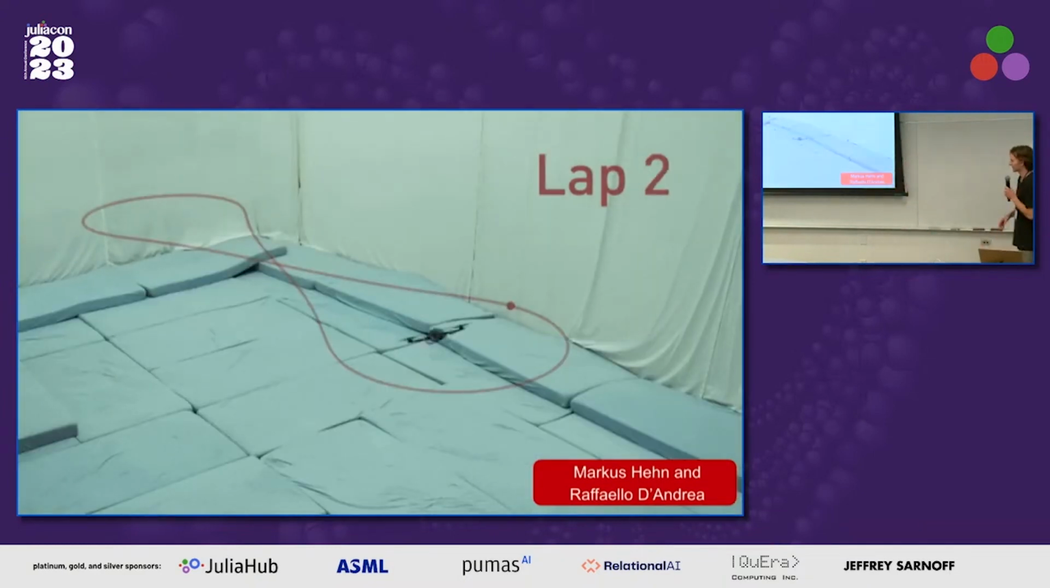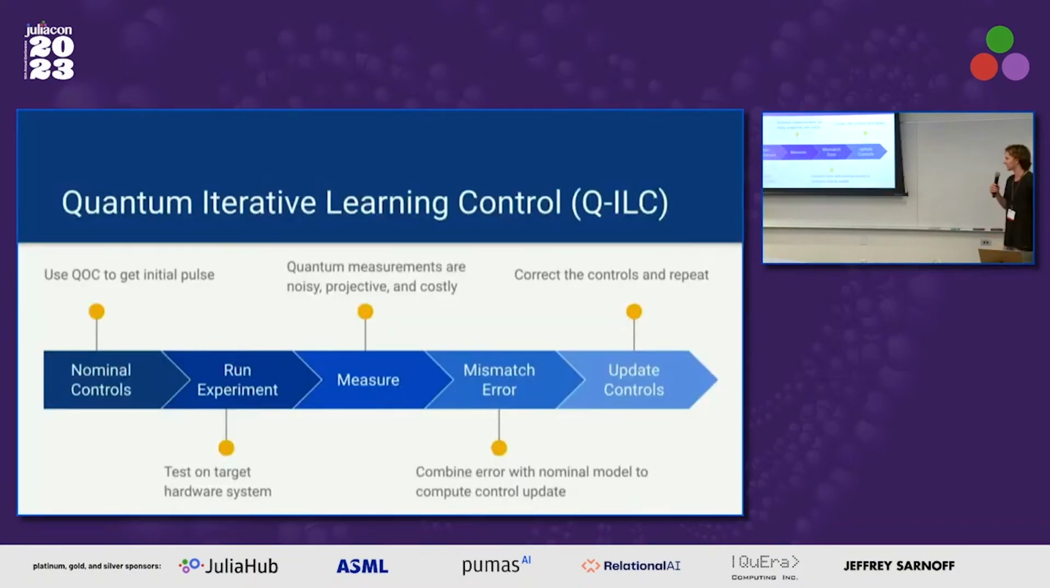This is an idea called iterative learning control, which has had some limited tests in simulation. Actually, Andy back there has written a paper on this for a certain case, but we're working more on this in this collocation format too. In the quantum case, there are some extra considerations. We start with nominal controls and get a nominal control pulse. We run it on an experiment. We measure it, and these measurements are noisy, projective, and very costly. We don't want to measure the full state at every time, that's super costly. We make our measurements, compare them with the nominal measurements coming out of the solver, and get some measurement mismatch error.